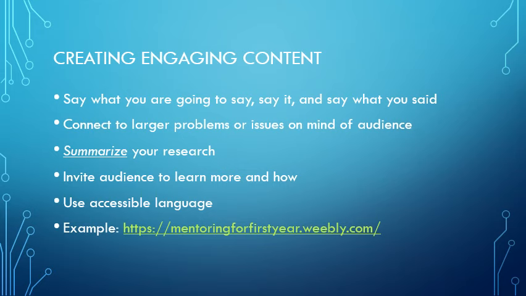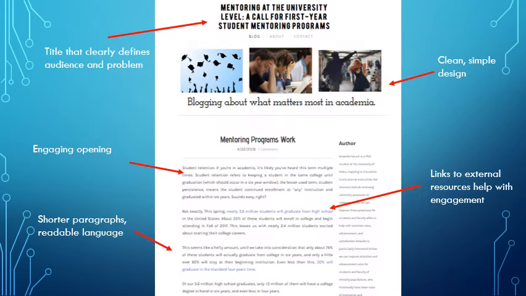So I'm going to show you an example of a successful blog from last year's class. She did her blog on mentoring at the university level, and from the title you can clearly tell what the problem is she's talking about and who the audience is. Then in the body of the blog, she has shorter paragraphs, short sentences, and an opening that engages her audience by talking about the problems that they're thinking about.